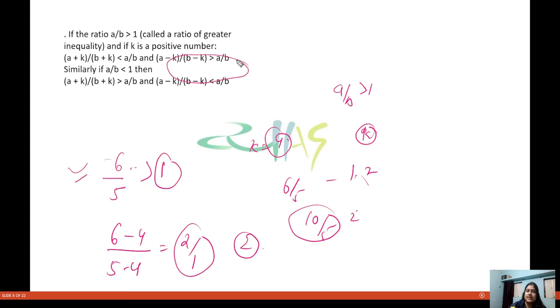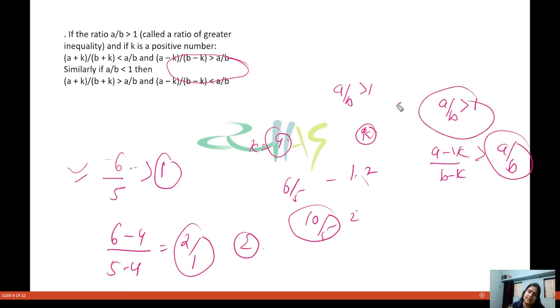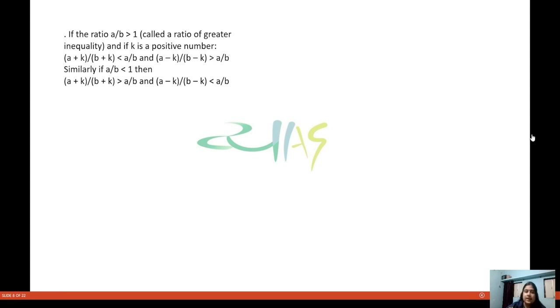So here it is saying that if a by b is greater than 1, then a minus k divided by b minus k will always be greater than a by b. Fine. Now let us take another property.